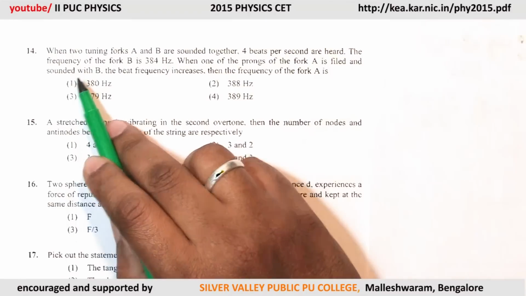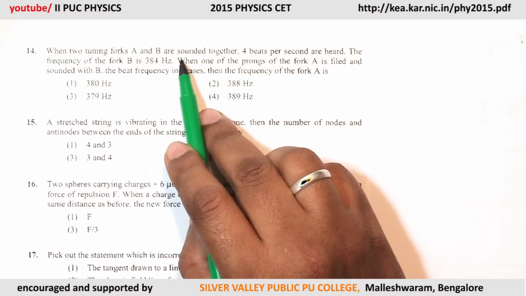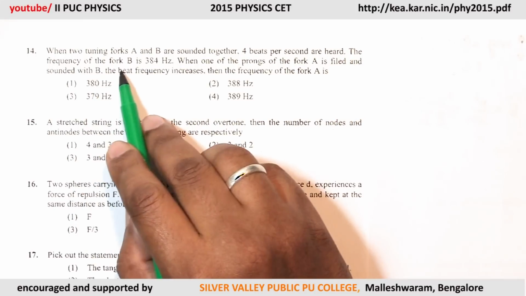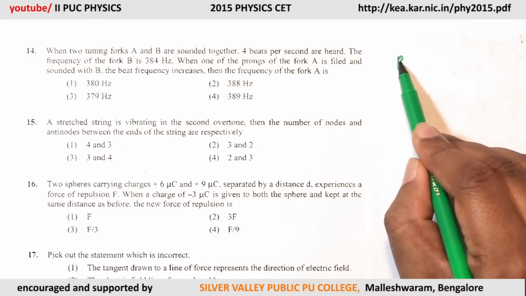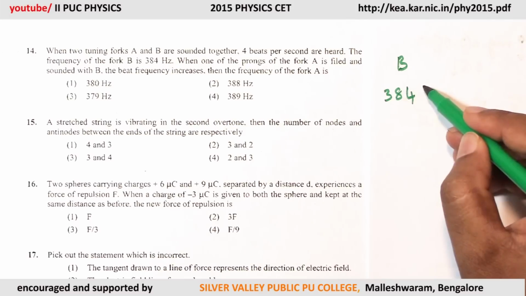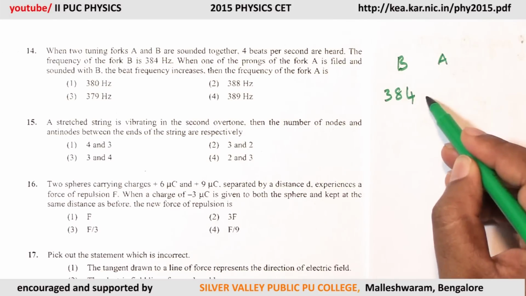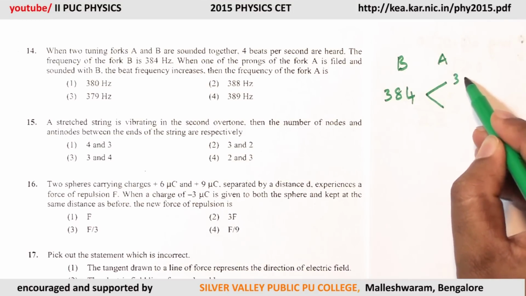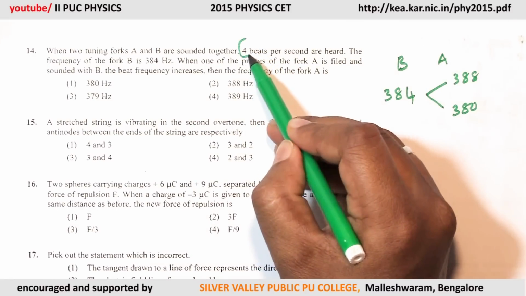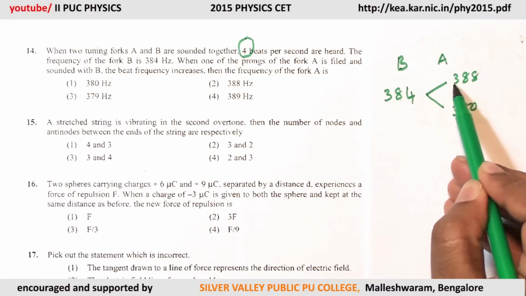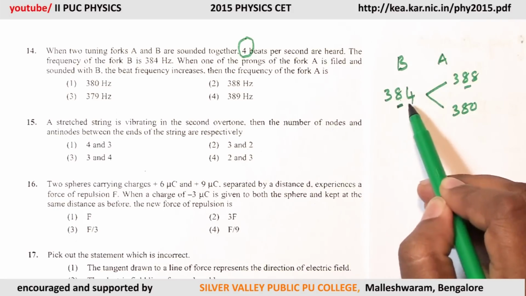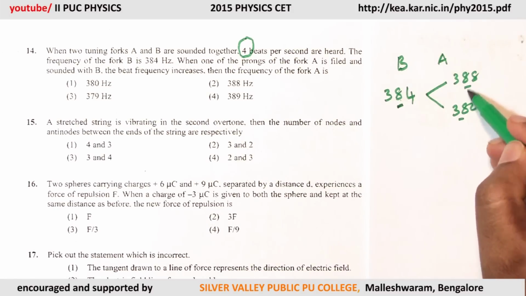3:1. When two tuning forks A and B are sounded together, 4 beats per second are heard. The frequency of B is 384. So for A, possibilities are 388 and 380. Since beat frequency is 4, add 4 to 384 to get 388, subtract 4 from 384 to get 380. The difference of these two is 4, so these two are the possibilities for A.